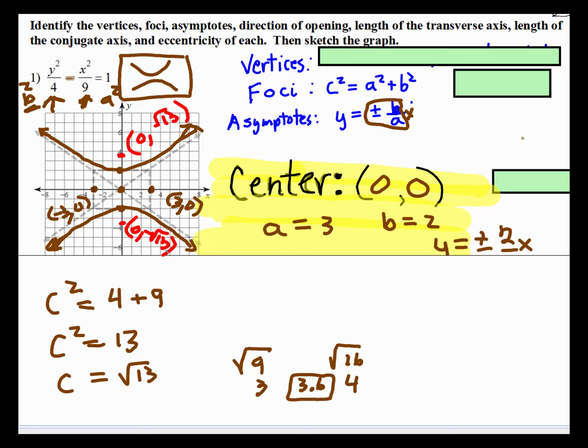We'll talk a little bit more about the transverse axes, the conjugate axes, and the eccentricity. But for now, I wanted you to be aware of how to sketch a hyperbola. That's it for now.